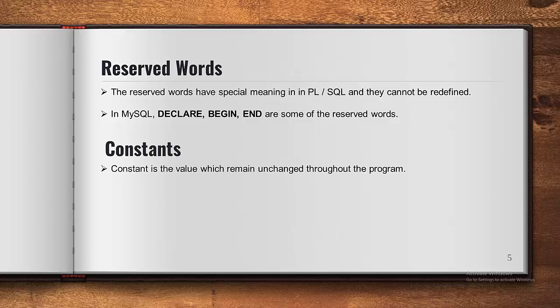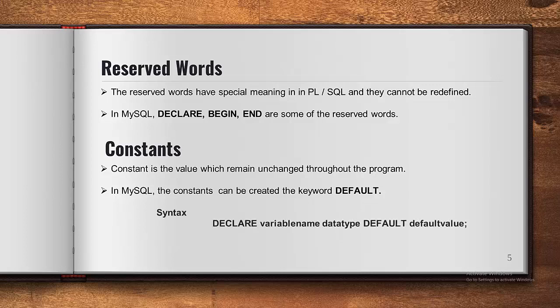And what about the constants? If I want to create a constant in MySQL, then I have to use the keyword default. As you already know, a constant will not change, whereas the variables will change. This is the syntax for that: declare variable name, space, data type, space, default value. Whatever value you want to give, you can give over there.